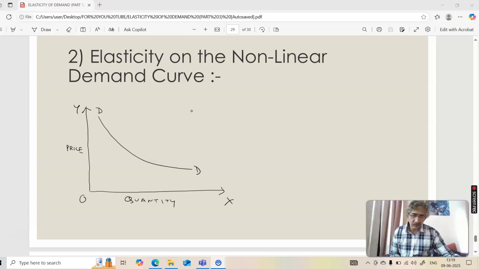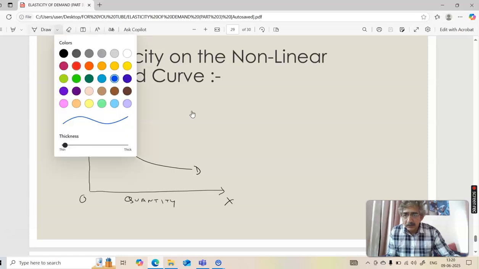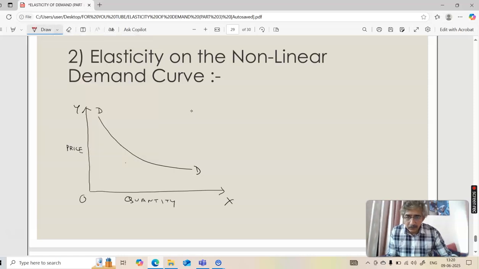So how do we use the point method to calculate price elasticity at a particular point? Let's say this is the point. Okay, I'll just mark. Let's say this is the particular point on which we want to measure price elasticity by point method, and this point is R.